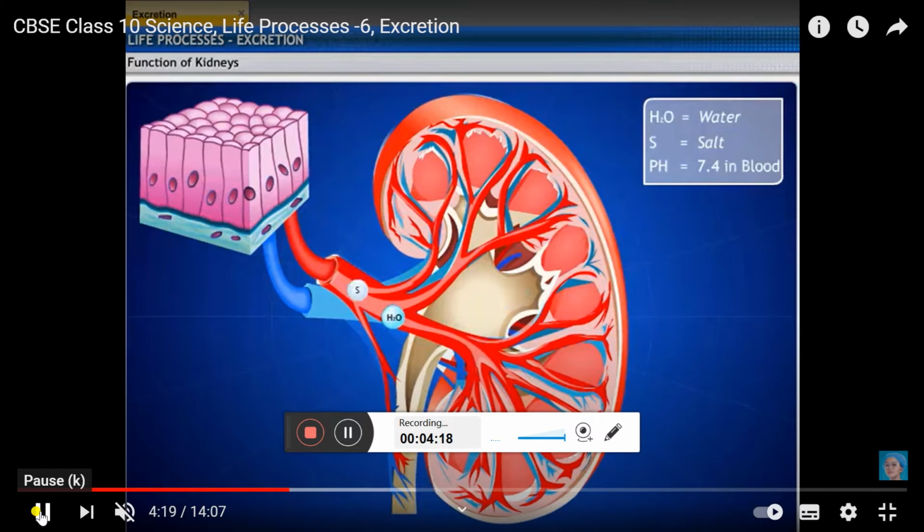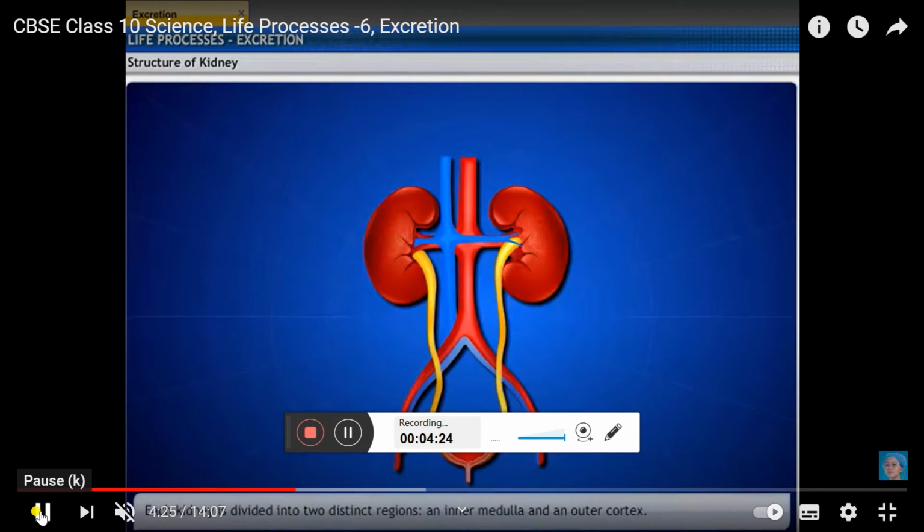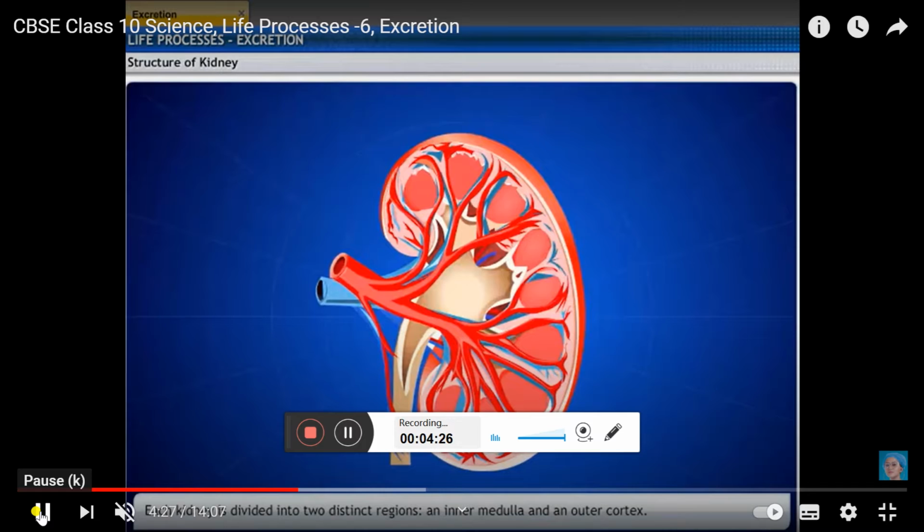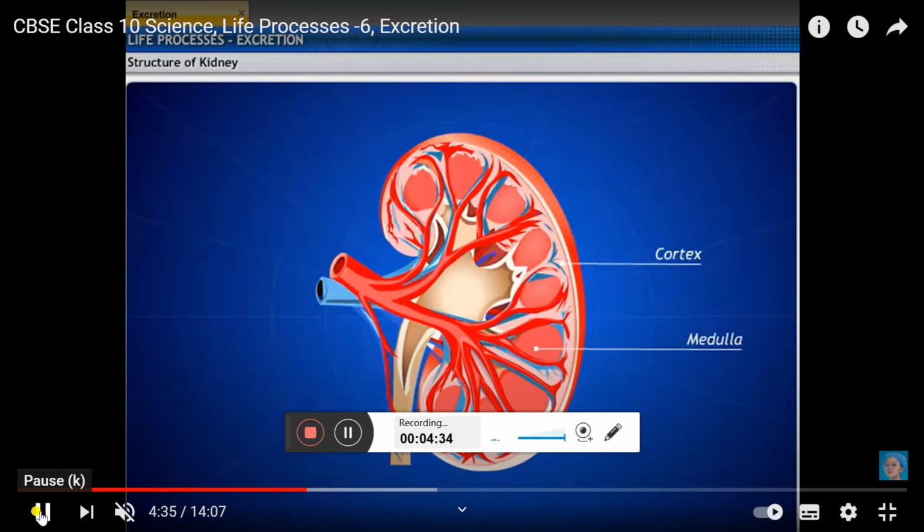Kidneys maintain the blood pH at 7.4. Each kidney is divided into two distinct regions, the inner medulla and an outer cortex. The cortex forms a shell around the medulla. The medulla is composed of conical masses of tissue that lead to the pelvis.